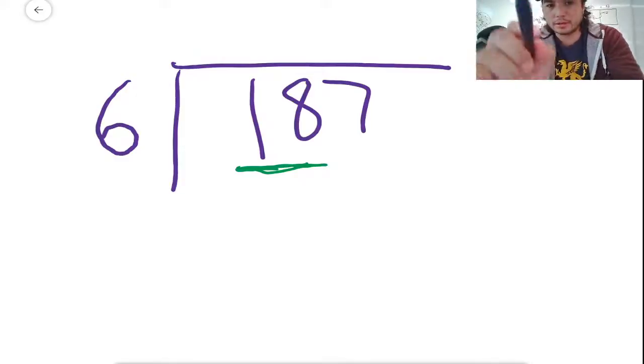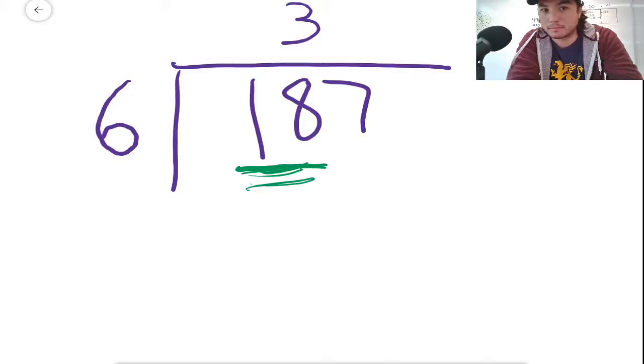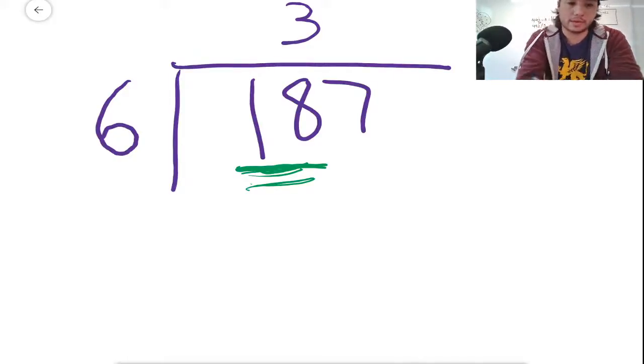The important thing here is make sure, because we're dealing with the hundreds and the tens, we're going to put our 3 over the tens place. Because we're not dividing 18 hundreds up into groups of 6, we're dividing 18 tens into groups of 6. So we're giving 3 tens to each group. If we put it over the hundreds place, that makes our answer quite inaccurate.